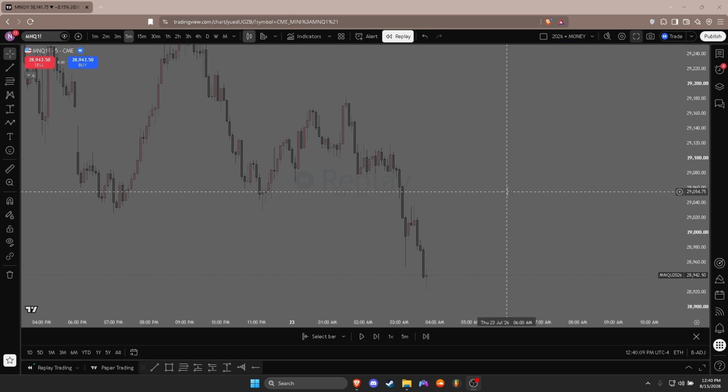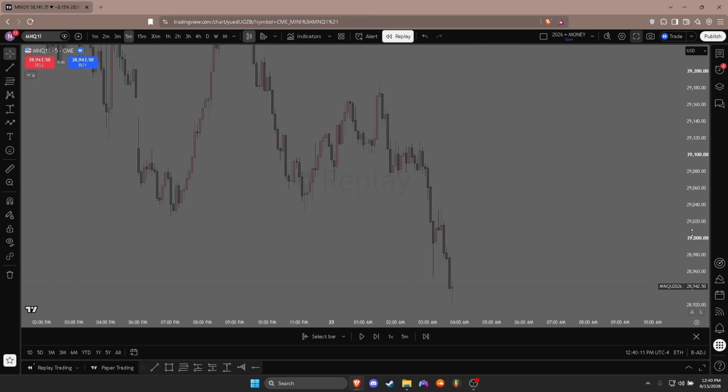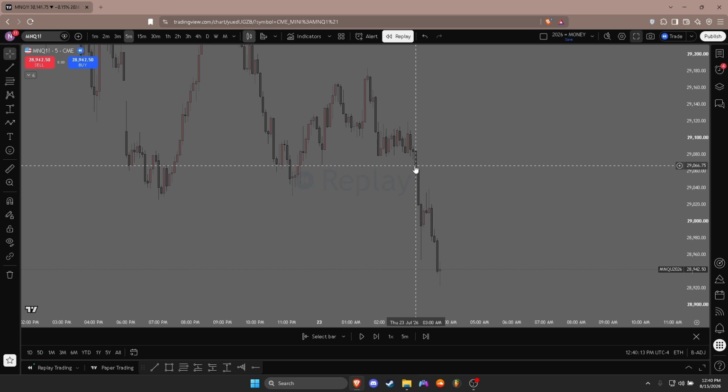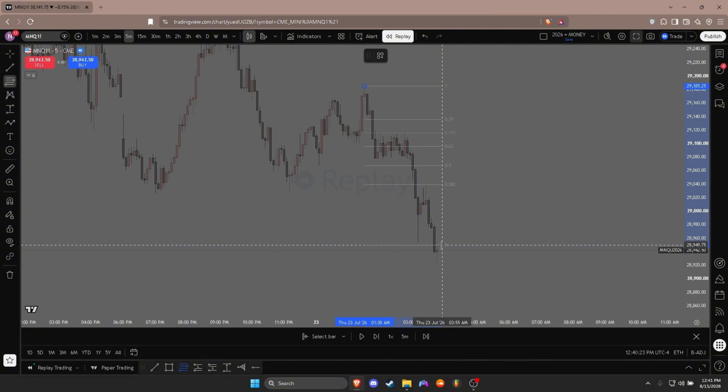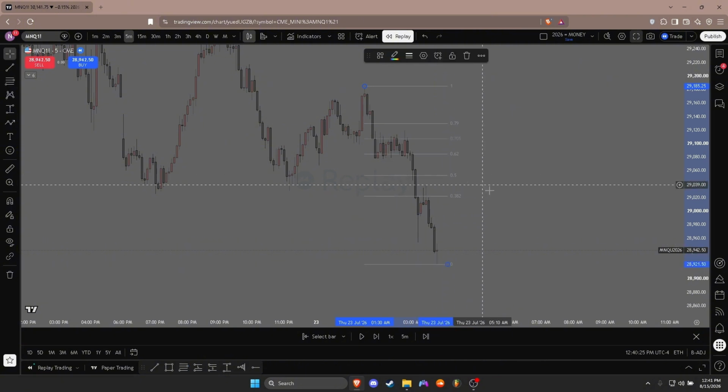So this will be the bearish example I'm going to show you. Let's say I missed a trade in this range. I want to trade within this range. So how we would mark out the OTE, it would be from this high to this swing low right here.